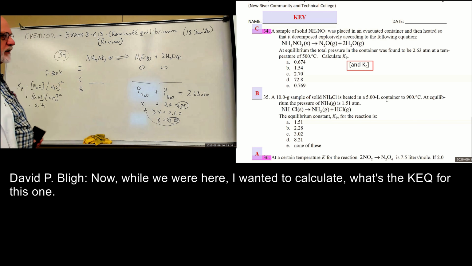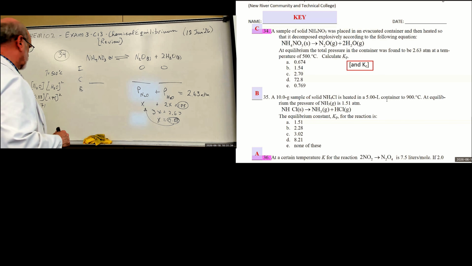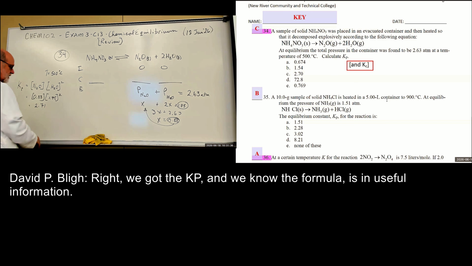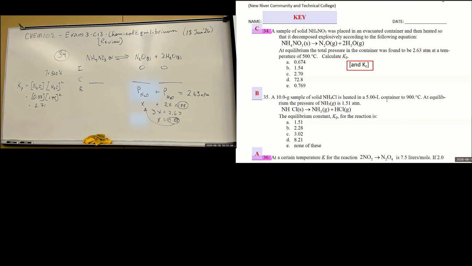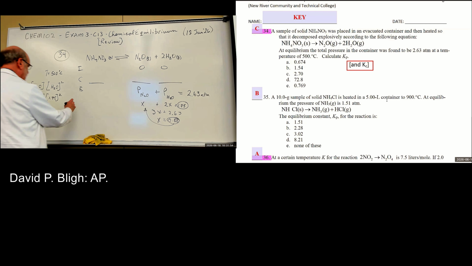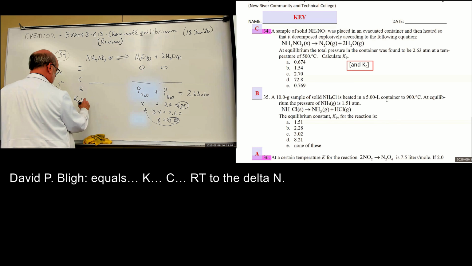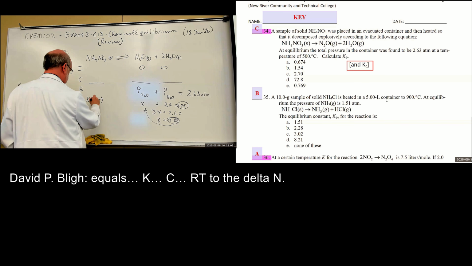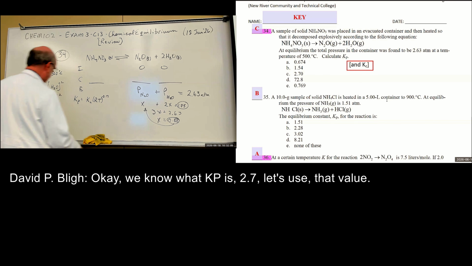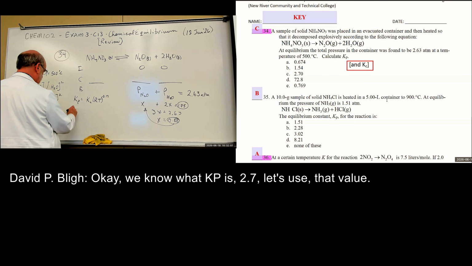Now, while we were here, I wanted to calculate what's the Kc for this one. Right. We got the Kp, and we know the formula is useful information. I can't remember it. There it is. Kp equals Kc RT to the delta n. Okay, we know what Kp is, 2.7.